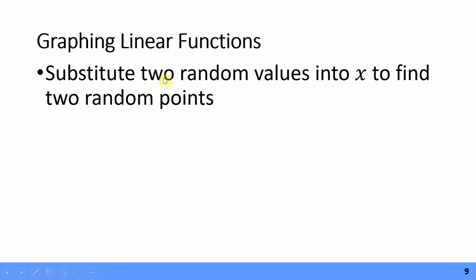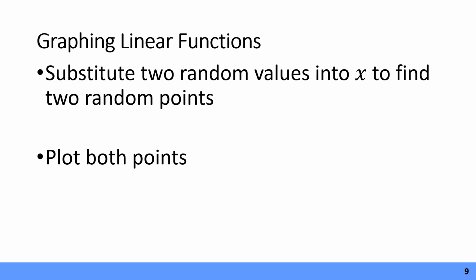First thing you're going to do is substitute 2 random values into the x's to find 2 random points. When I say random, I mean truly random. You guys can choose whatever numbers you want. Of course, to keep it simple, we're going to be choosing small numbers. But if you want to go all crazy and use huge 3-digit numbers, you are more than welcome to do so. So step 1, substitute 2 random values.